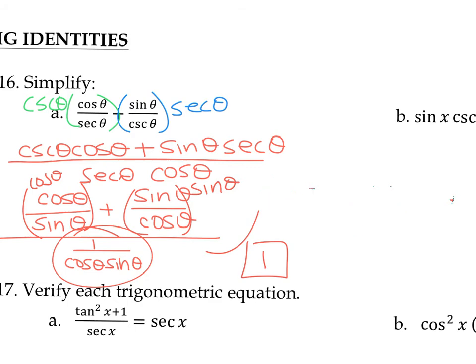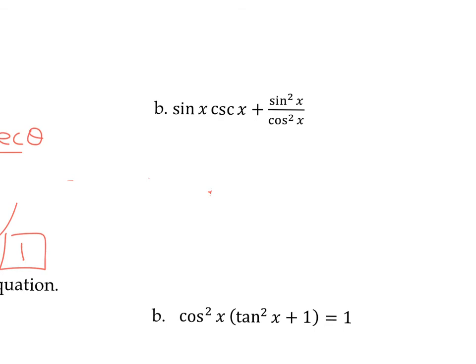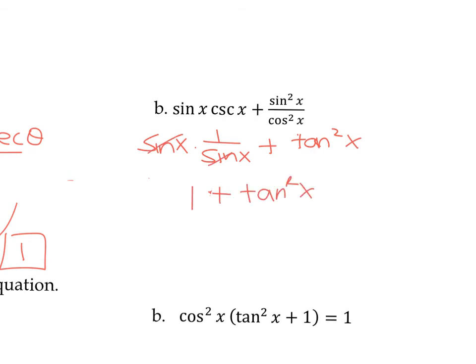Erase so I have some room over for letter B. So sine times cosecant, so that's sine of x times 1 over sine of x, plus sine squared over cosine squared, well that's tangent squared. So these cancel out with 1 plus tangent squared, which is secant squared.